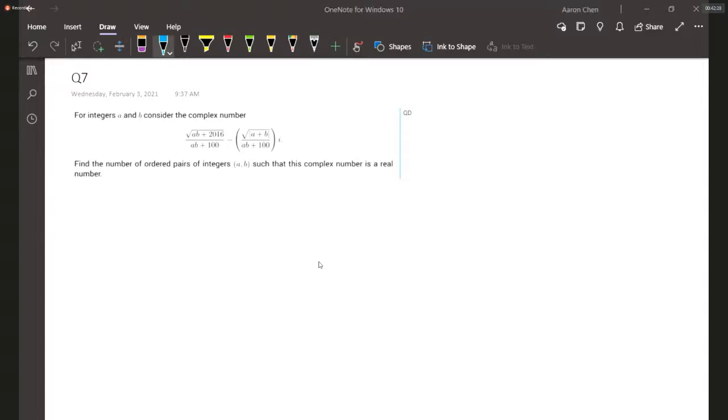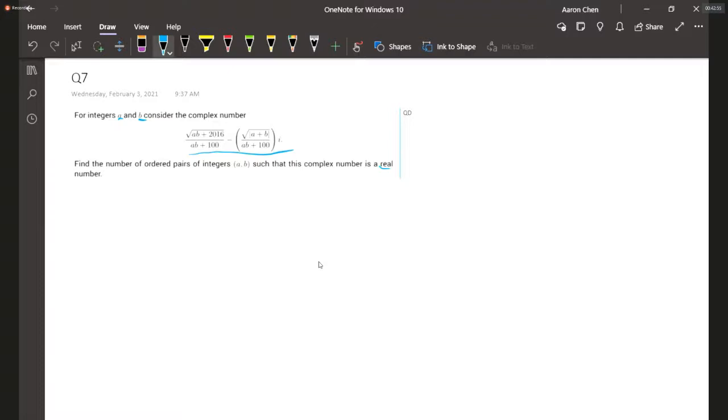All right, so I'm going to start going over this problem now. So you're given integers a and b, and you're considering the complex number square root of ab plus 2016 divided by ab plus 100 minus the square root of the absolute value of a plus b divided by ab plus 100 times i. And so you want to find the number of ordered pairs of integers a and b such that this complex number is real.